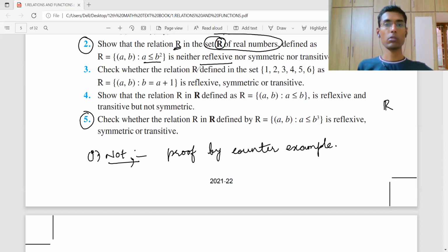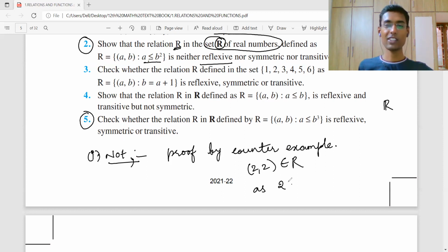It's not reflexive. Simply you give (2, 2). Does not belong to R. This is enough, right? As 2 is... see, this is (2, 2) belongs to R.